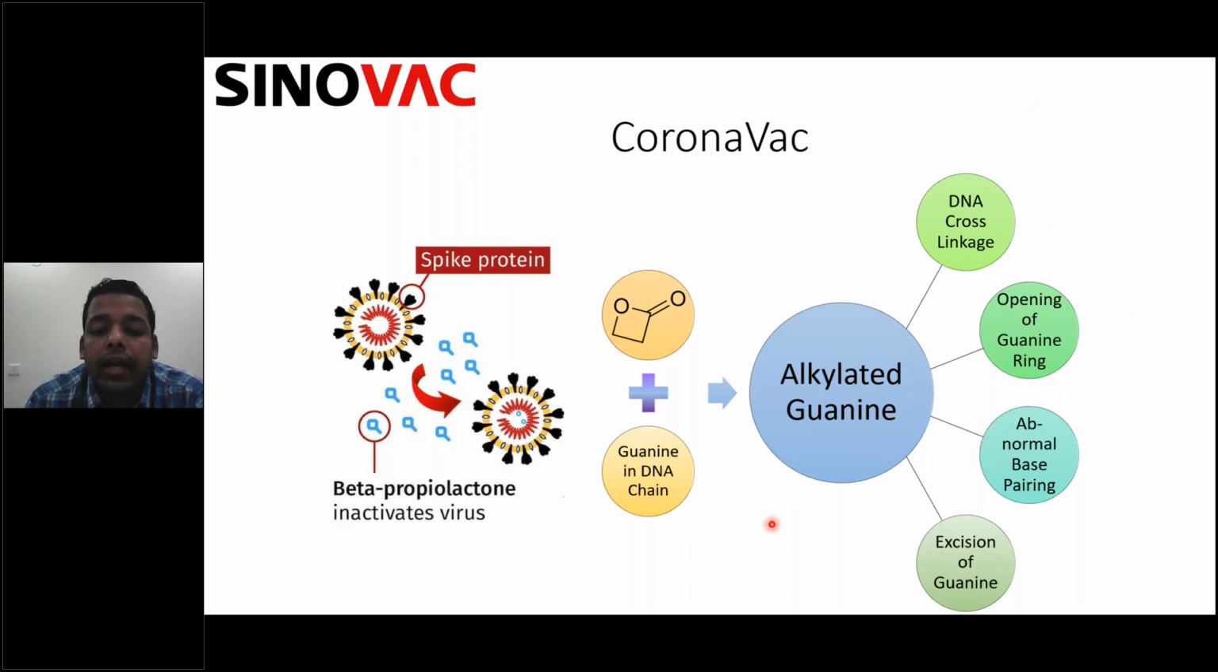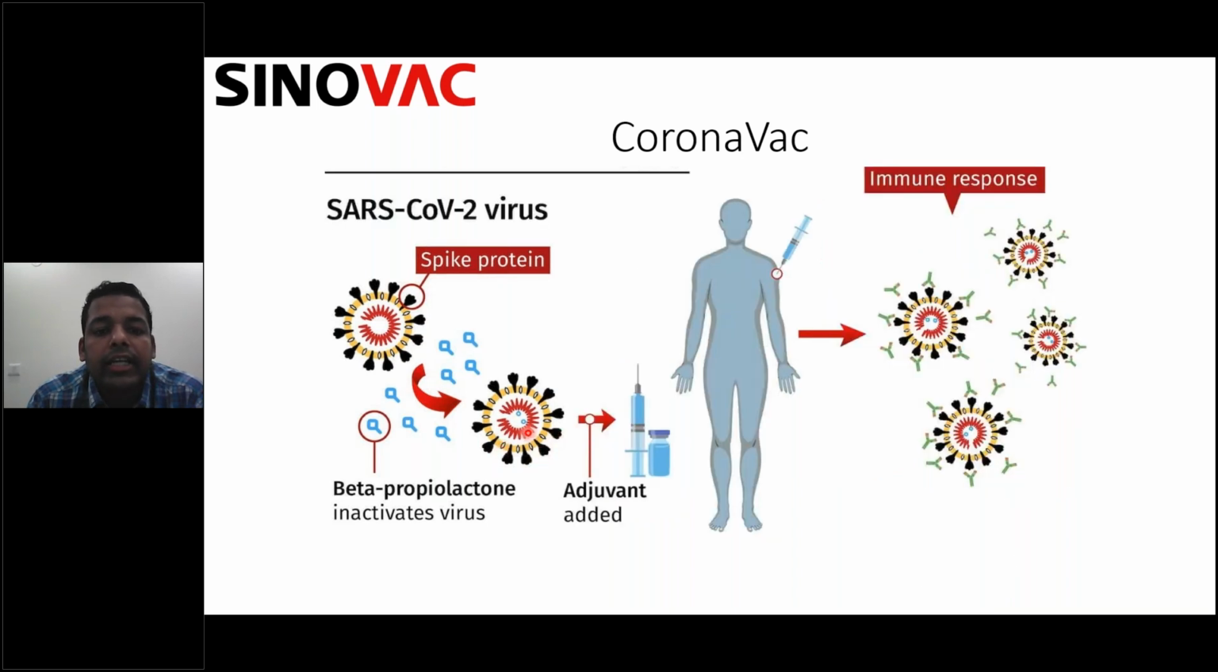So this alkylated guanine then inactivates the viral genome. This inactivated virus particle is added, and some adjuvants are added to this, and when injected inside the body, since it is inactivated, there would be no replication, but since it has surface proteins, these surface proteins would be presented to antigen presenting cells, and those antigen presenting cells would then present the surface proteins to B cells, leading to the formation of an immune response and immune memory.